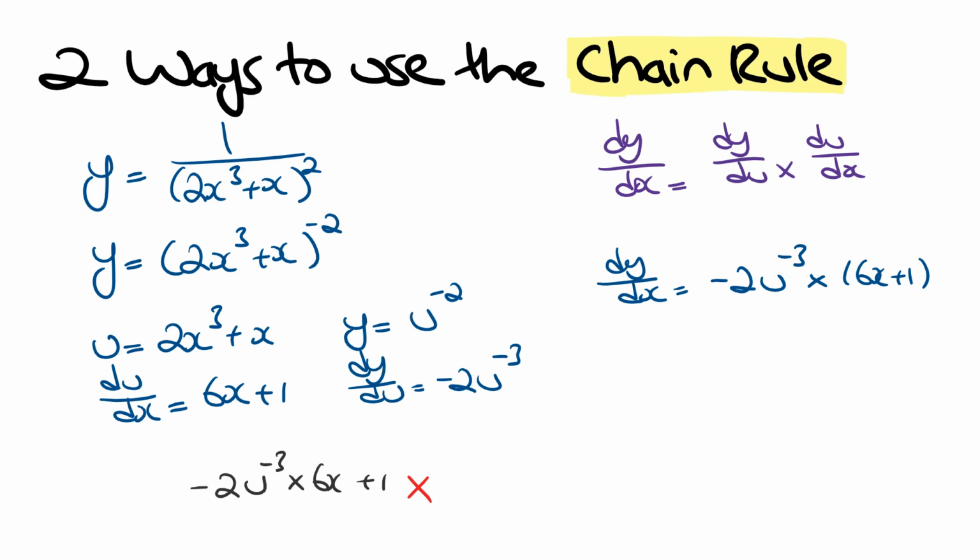Coming back to the question, we now do the final step where we replace u with its original function. So this will be minus 2 times u, which is (2x cubed plus x) raised to the power of minus 3, and then times (6x plus 1). And there's no need to simplify any further.